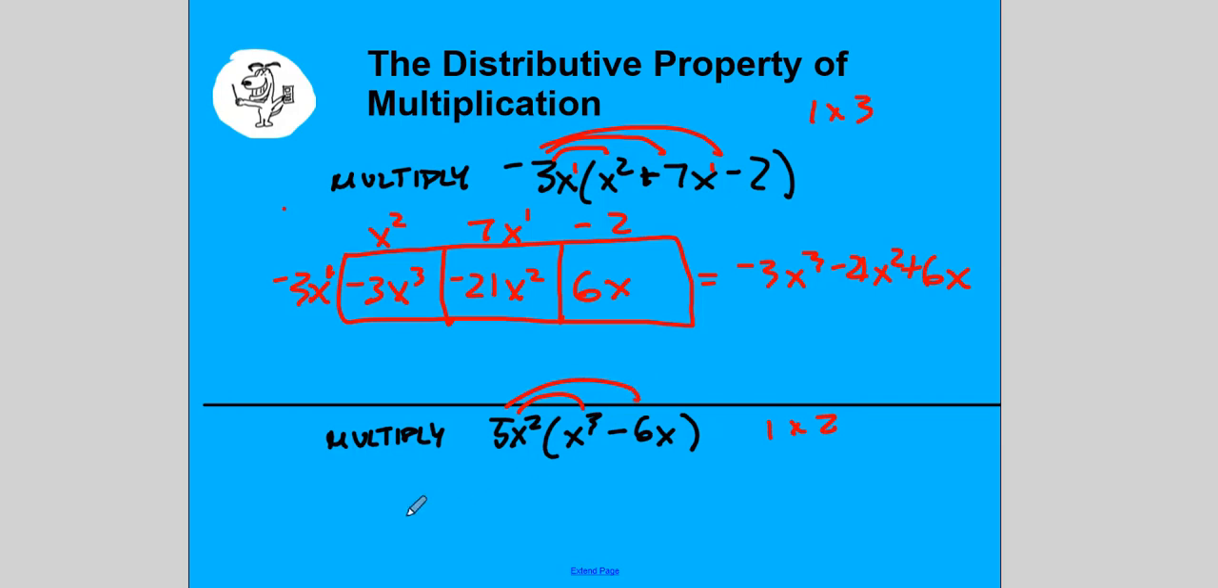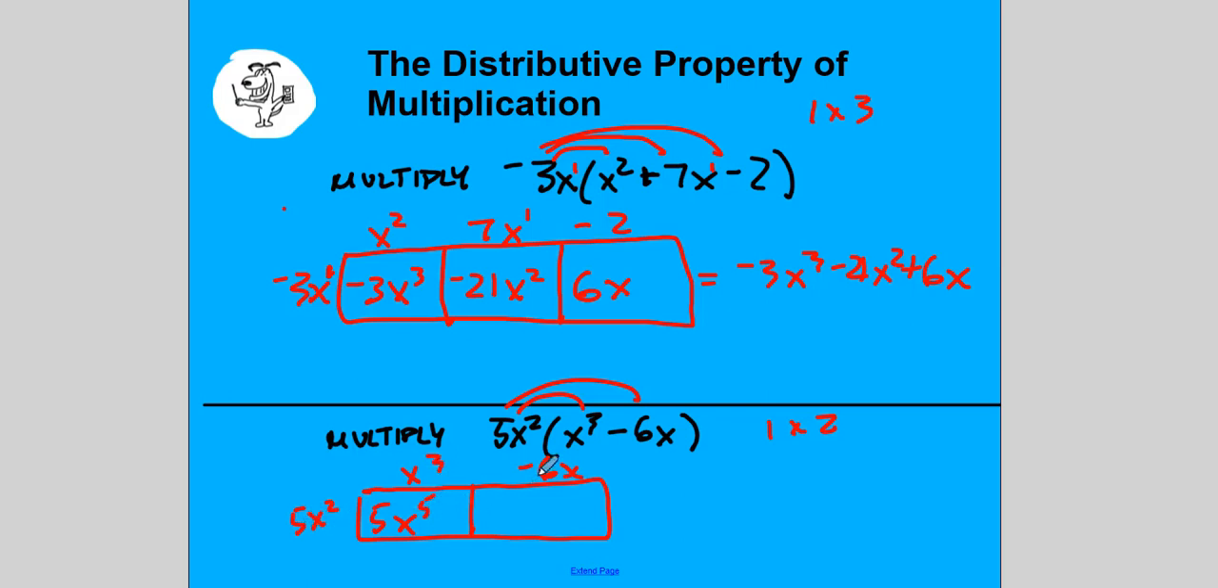So I have 2 multiplications to do. So I have 5x squared, x cubed, negative 6x. So 5x squared times x cubed, well we just did that. That's x to the 5th, because I have 2 x's multiplied here, times 3 more x's makes 5 x's multiplied together.